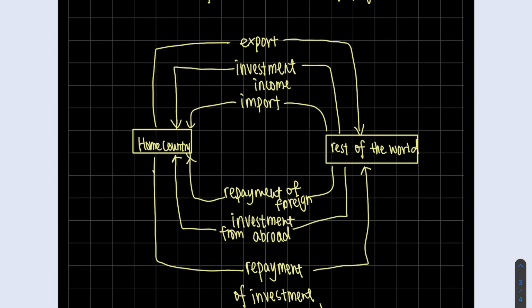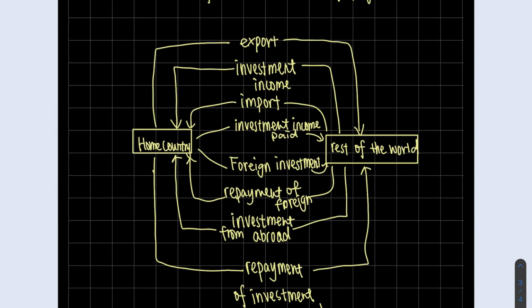Okay, the last step is investment income paid from the home country to the rest of the world. We can also understand this as foreign investment. After we receive money from another country and make a profit, we can also invest that money in another country, letting the money go through a kind of cycle.